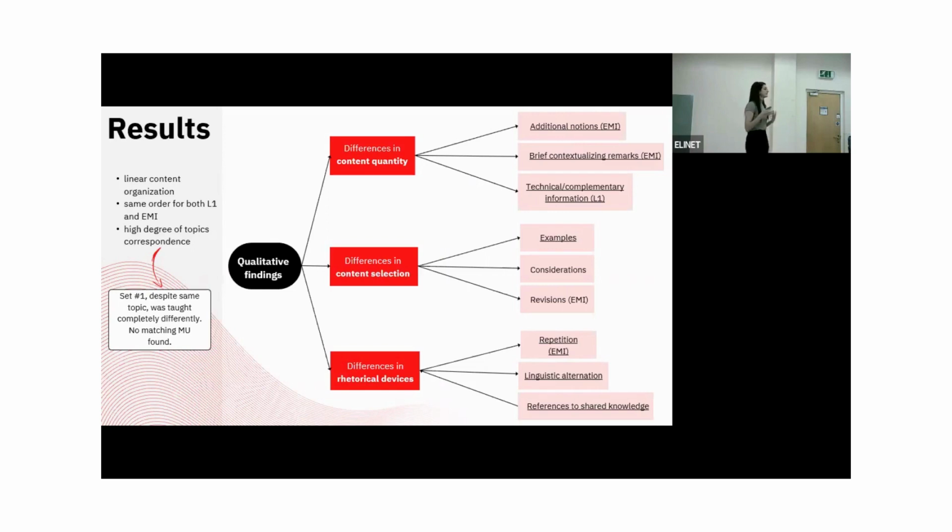So it might mean that even though the lecturer is talking about the same topic, they might choose to provide different examples for what they're discussing to their audience. And finally, differences in rhetorical devices means that, again, they're talking about the same thing, but they may choose to present it slightly differently. For example, they might choose to present it in a different language.